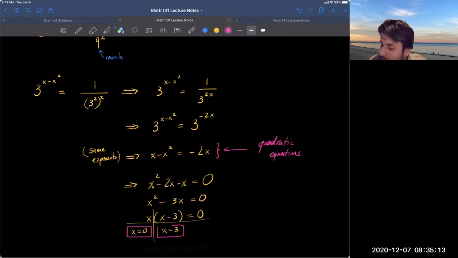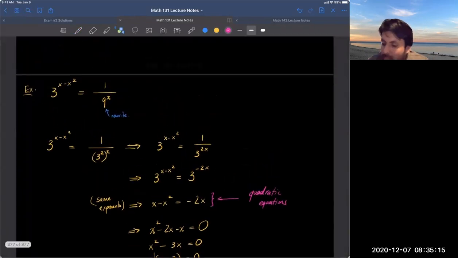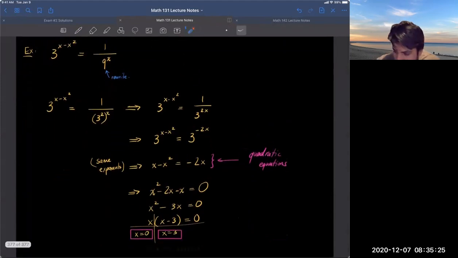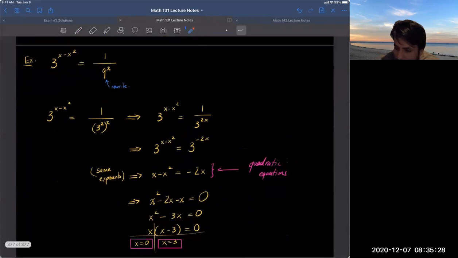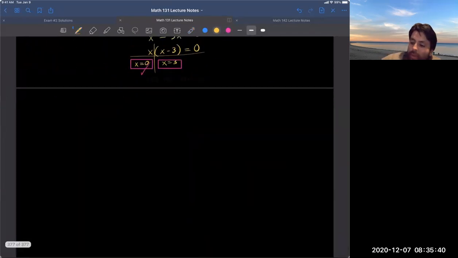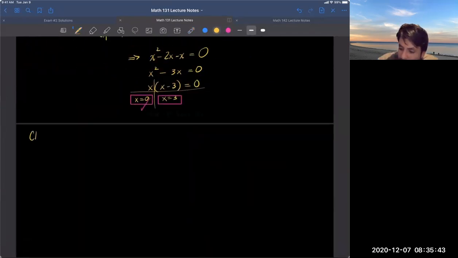So in this case, you have two different solutions, and if you plug in x equals 0, you get 3 to the 0th power is 1, and 9 to the 0th power is also 1, so 1 equals 1, that works. And if you plug in 3, let me do this one for you. So x equals 0 works immediately, but what if I want to check if x equals 3 works.